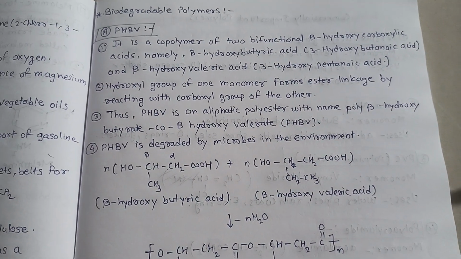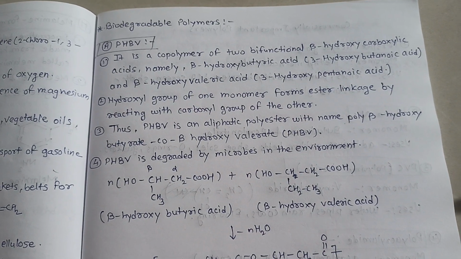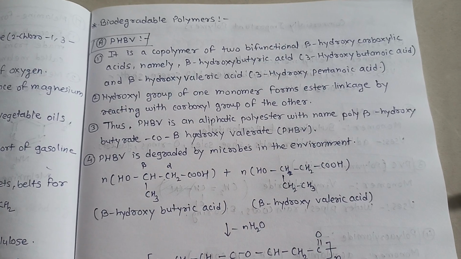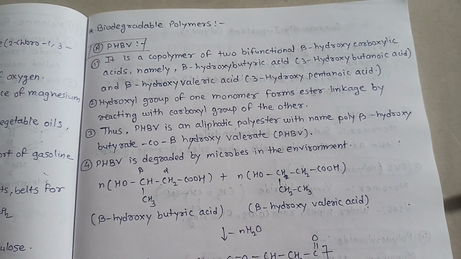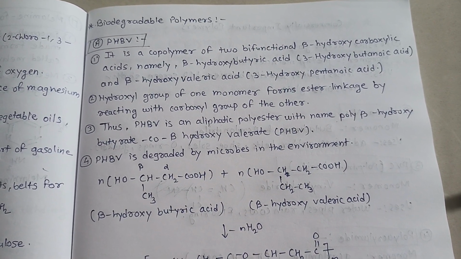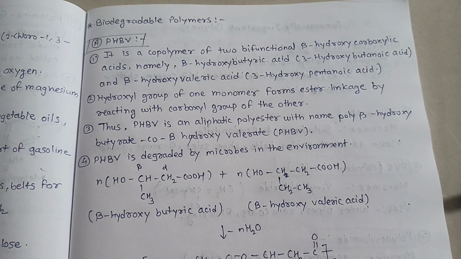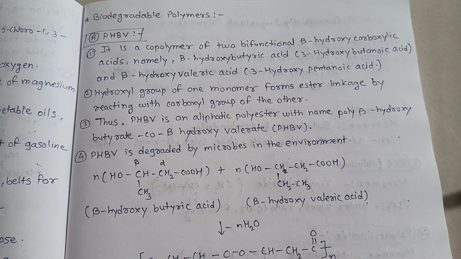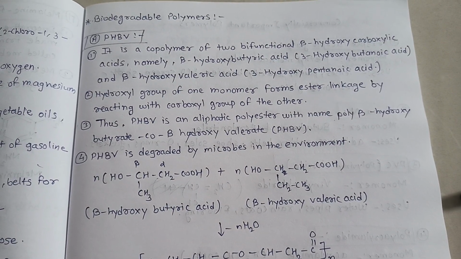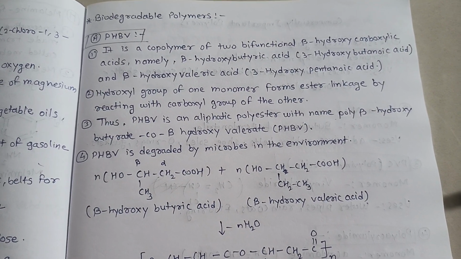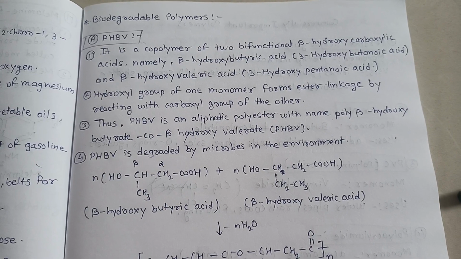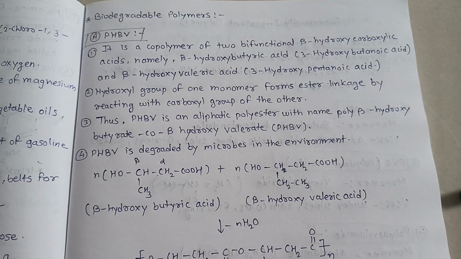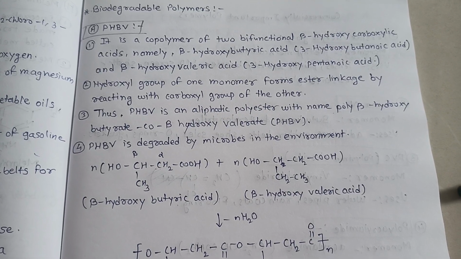First is PHBV. It is a polymer of two bifunctional beta hydroxy carboxylic acids, namely beta hydroxy butyric acid, IUPAC name is 3-hydroxybutanoic acid, and beta hydroxy valeric acid, IUPAC name is 3-hydroxypentanoic acid. Hydroxyl group of one monomer forms ester linkage by reacting with carboxyl group of the other. Thus, PHBV is an aliphatic polyester with the name poly beta hydroxybutyrate-co-beta hydroxyvalerate, PHBV.